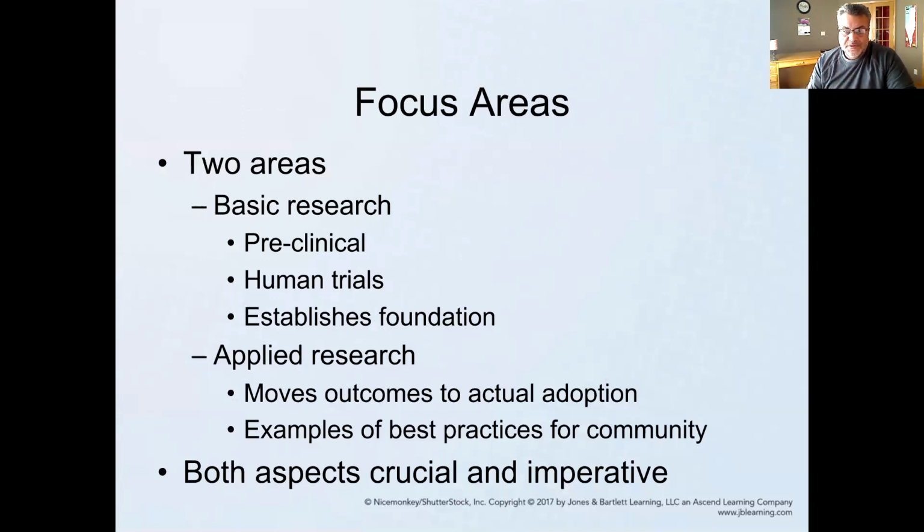What does translational research focus on? You have a wide range of things. Basic research, for example, is preclinical. You might also consider human trials, and it also establishes the foundation for the next phase. When you get those results or outcomes from basic research, you move to applied research, where it can be adopted and implemented, and it provides guidelines for either patients or the community to use and get the best out of it.